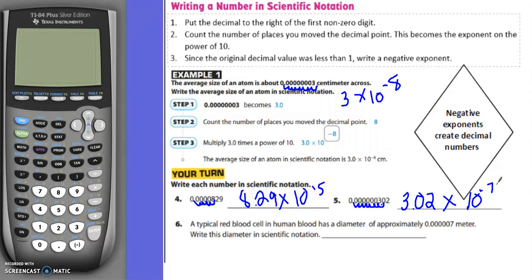Typical blood cell in a human body has a diameter of approximately 0.000007 meters. Write this diameter in scientific notation. So we want to go behind the 7. So we're going to have 7. And we need to hop over 1, 2, 3, 4, 5, 6. So 7 times 10 to the negative 6. All right.